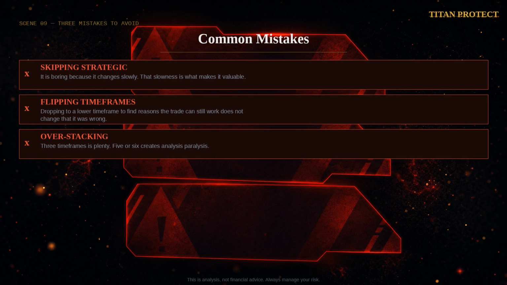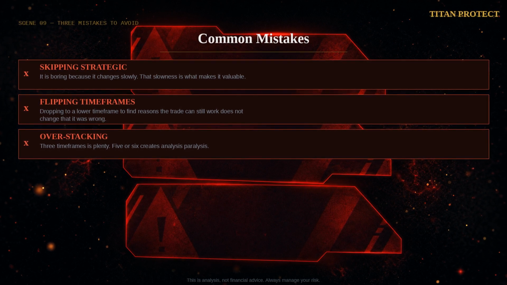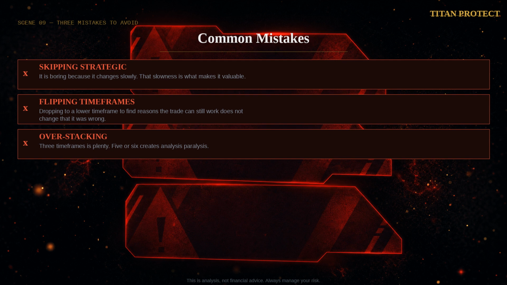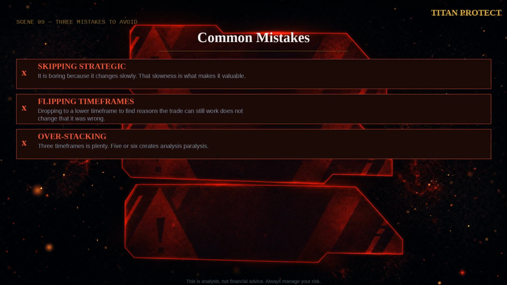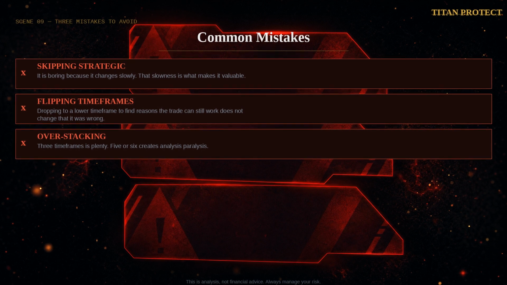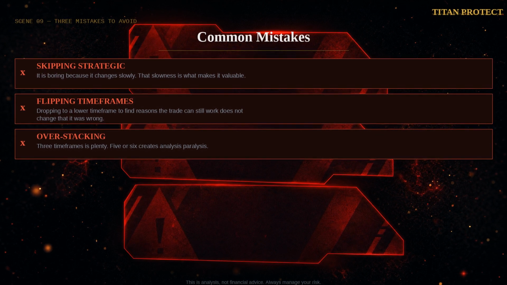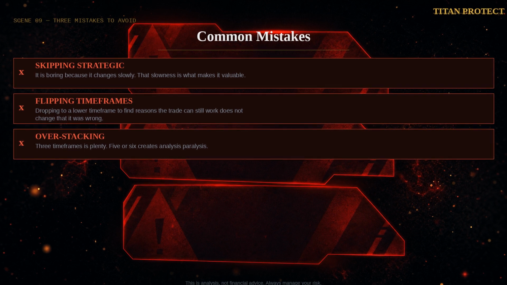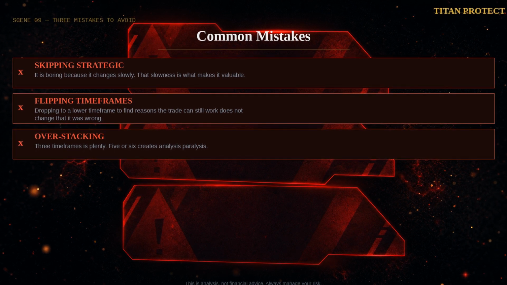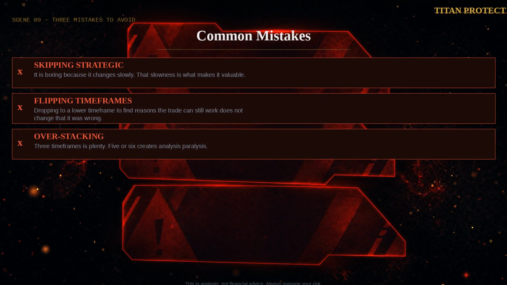Do not overstack time frames. 3 time frames is plenty. Reading 5 or 6 creates analysis paralysis. The strategic, the tactical, and the execution are the 3 you need. The principle behind all of this: lower time frames are noise inside higher time frame trends. Higher time frames set the context, lower time frames time the entry.